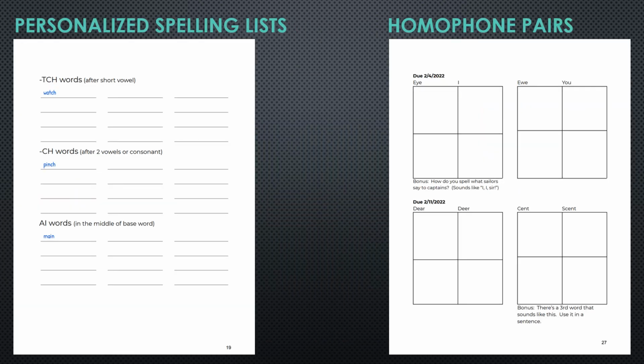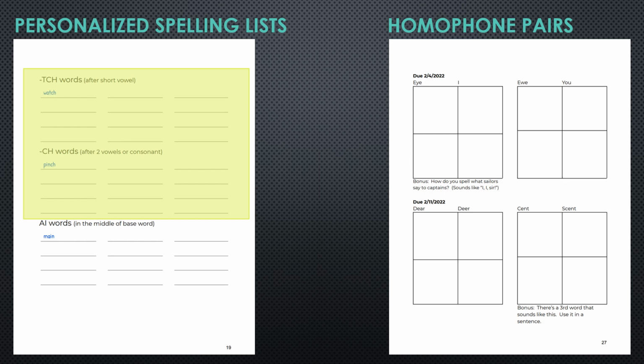The next 2 categories were personalized spelling lists and homophone pairs. There's a sample page of each one here. And this week, you're doing these 2 lists, the TCH and the CH words. We had full attendance this week, so everybody should have gotten the message in class that the W should be changed to an M on your sample TCH word. Instead of watch, it should be match, so it's actually a short vowel like the list says.